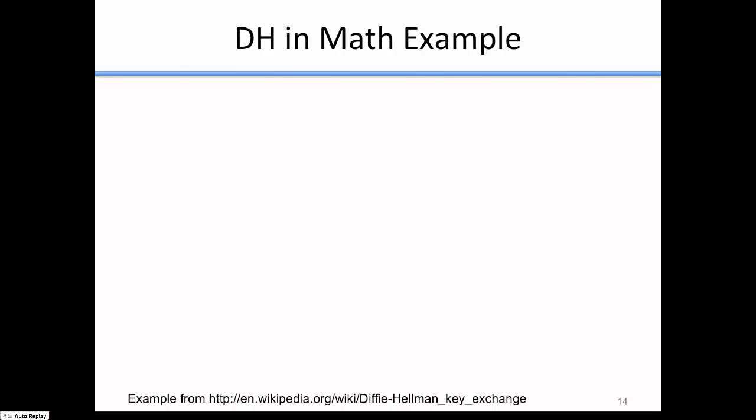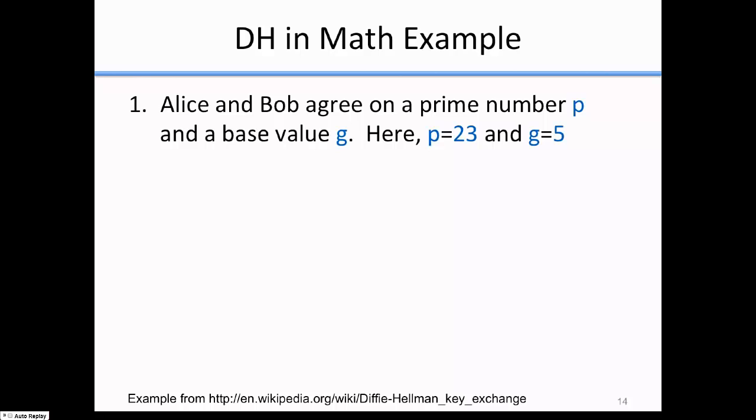I want to say that this example is taken from Wikipedia, and Wikipedia has a lot of excellent cryptographic explanations, which is why I used theirs here. Okay, so the first step in doing Diffie-Hellman, real Diffie-Hellman, except with small numbers, is that Alice and Bob agree on a prime number p and a base value g. So in this case, I'm just going to pick them. I'm going to say p equals 23 and g equals 5.